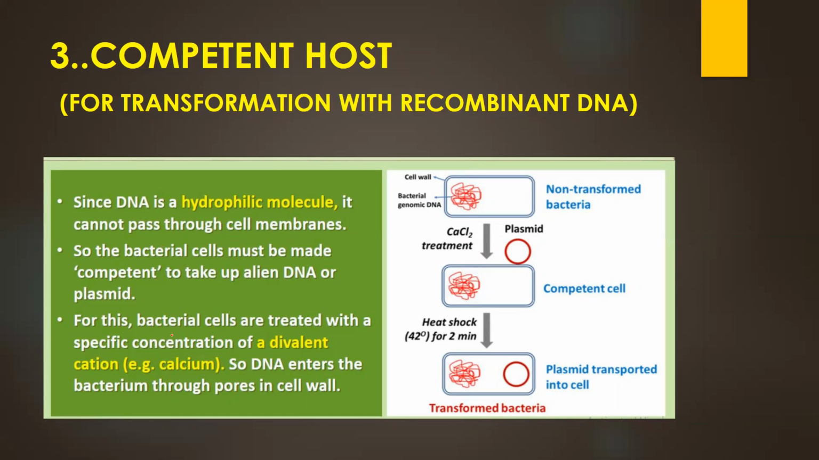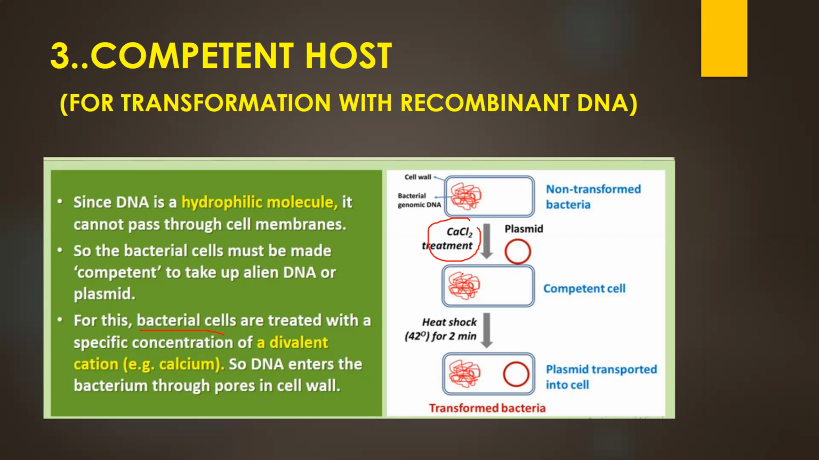In this, what happens? In order to force the bacteria to take up the plasmid, first thing, the bacterial cell has to be made competent to take up the DNA. Now, how to make the bacterial cell competent? The bacterial cell is treated with specific concentration of divalent cation, such as calcium ion. Okay. So we treat it with calcium chloride. You can see over here, treating it with calcium chloride.